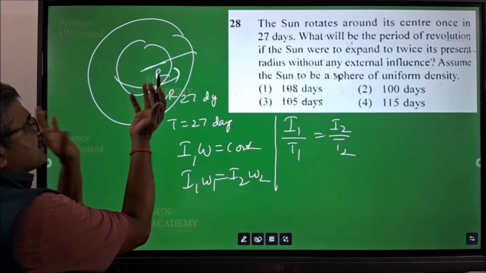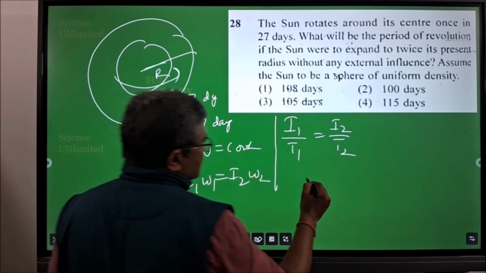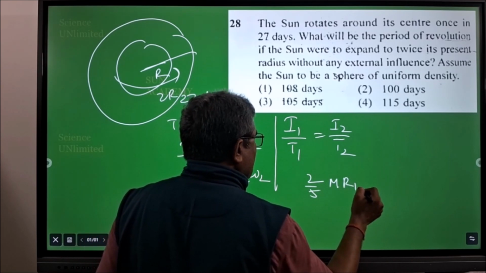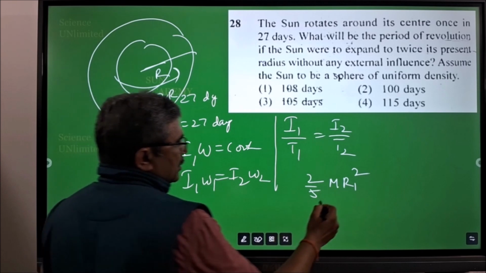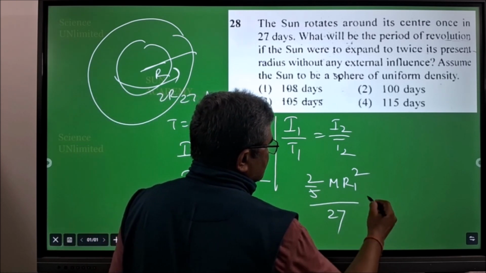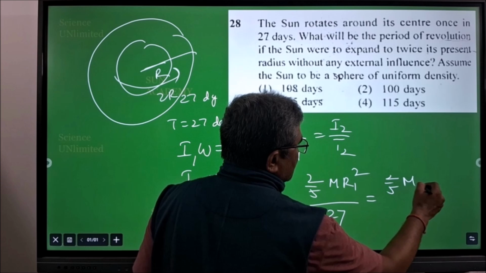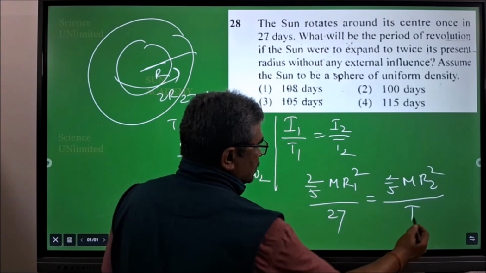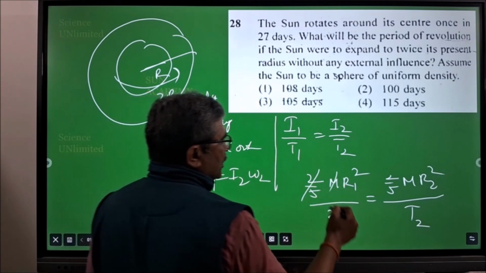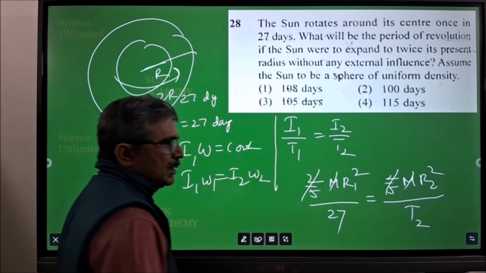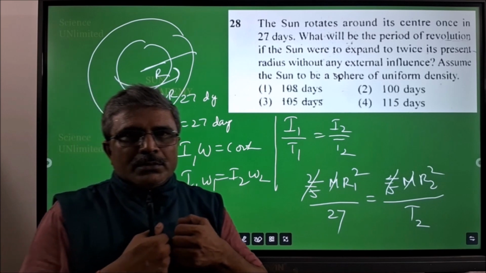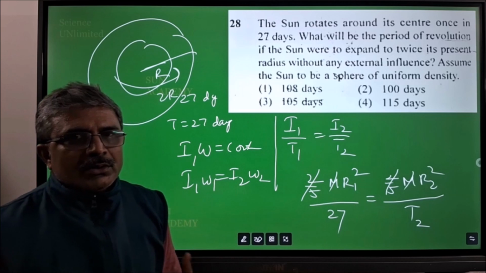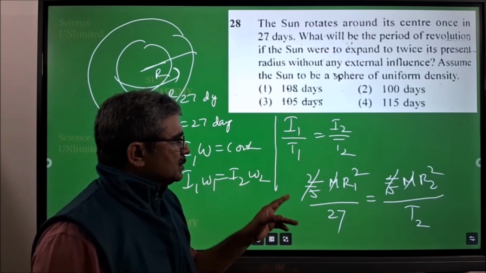So what is I1? Moment of inertia of this spherical object. So at first it is 2 by 5 m r1 square by T1, which is 27 days, equal to 2 by 5 m r2 square by T2, that's the new time we need to find out. Okay, 2 by 5 m cancels on both sides, because mass is not going to change, because even if you keep your hands here or if you stretch your arms, you are not going to increase or decrease your mass.